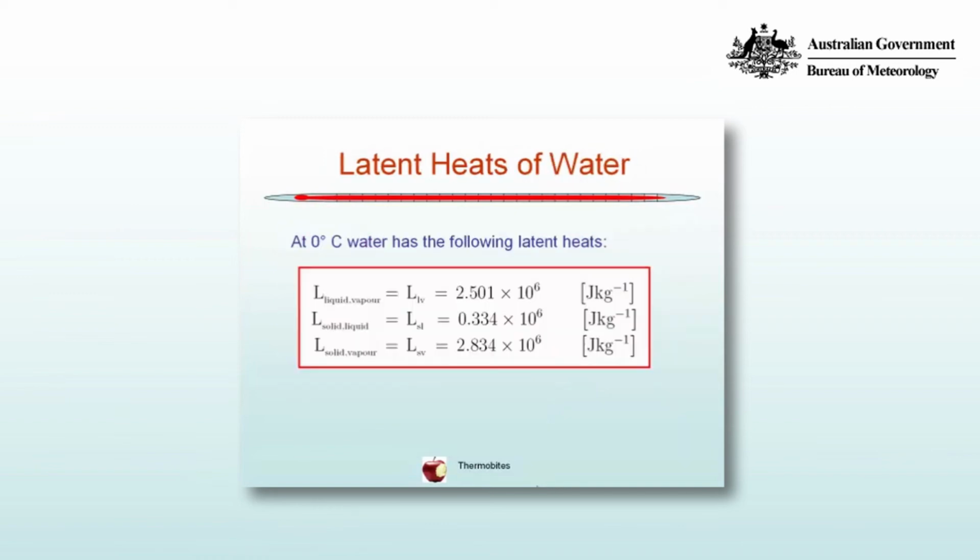At 0 degrees Celsius, water has the following latent heats. They're weakly a function of temperature, but at 0 degrees, liquid to vapor is about 2.5 by 10 to the 6 joules per kilogram. For solid to liquid, it's 0.33 by 10 to the 6 joules per kilogram, and solid to vapor, it's 2.83 by 10 to the 6 joules per kilogram. And if you add the liquid to vapor to the solid to liquid, then you get the solid to vapor transition.